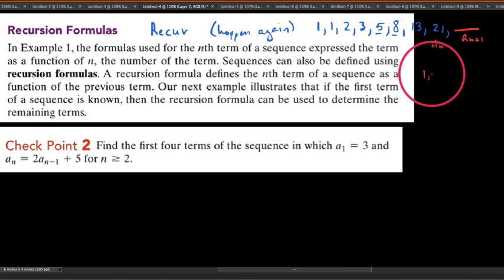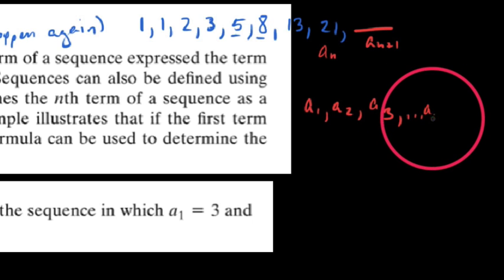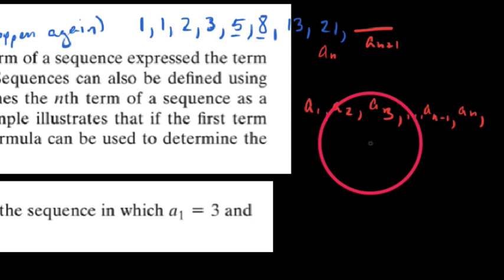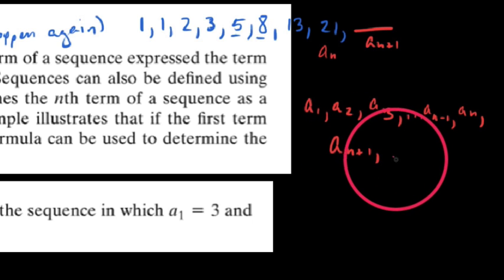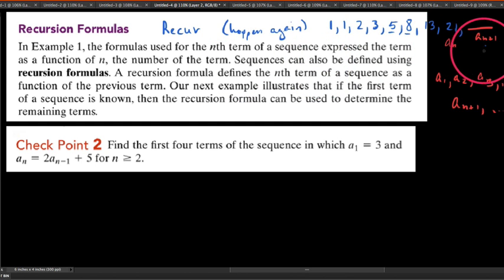Let's write it this way: the terms of our sequence are a1, a2, a3 is the third term, and so on. Then n minus 1. The next term would be the next term after the n minus 1th term, which would be the nth term. The next term after that would be the n plus 1th term. So to get the n plus 1th term, we're going to have to do something with the nth term, and maybe even the n minus 1th term, as in the case of the Fibonacci sequence, where we used the previous two terms. This example illustrates that if the first term of a sequence is known, then the recursion formula can be used to determine the remaining terms.